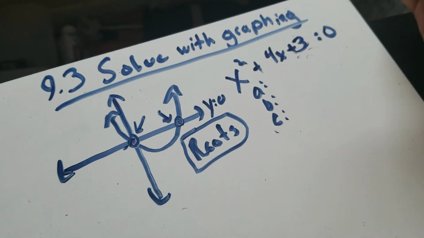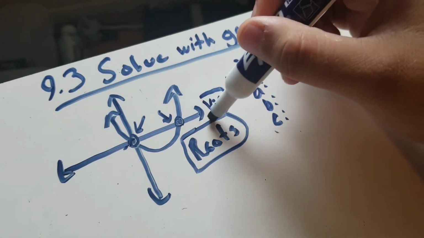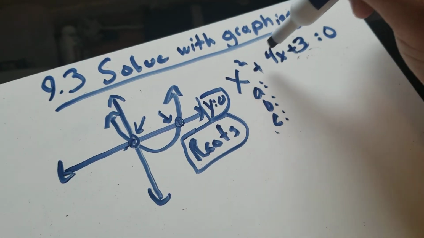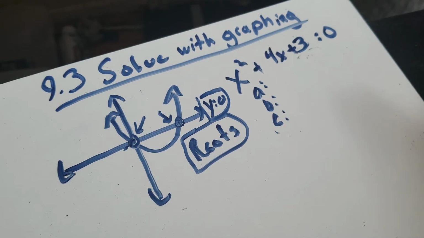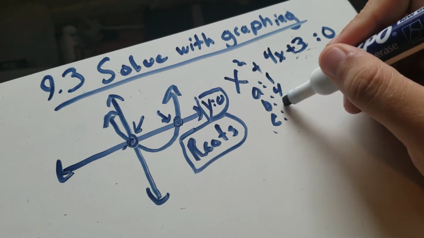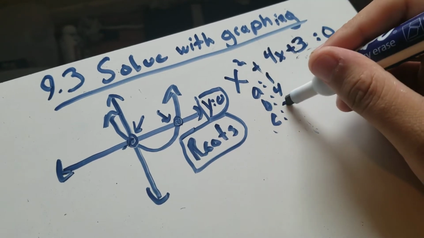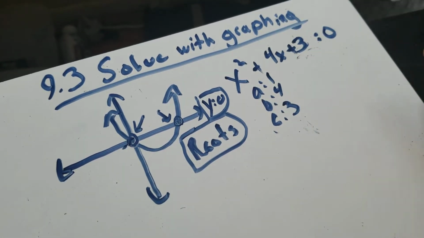And we've done this before, because think about it, the x-axis is when y equals 0. So if I had an equation like this, I could solve it with factoring. That was from chapter 8. Just a quick reminder of what it was. So we have our equation here: x squared plus 4x plus 3 equals 0.